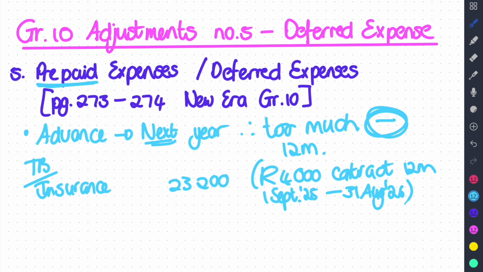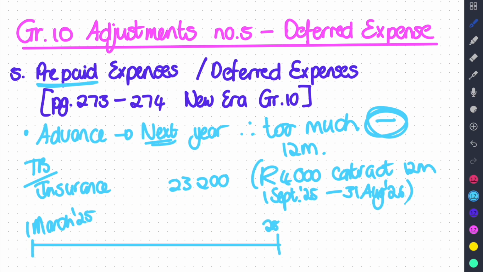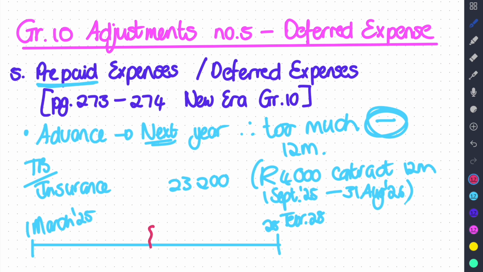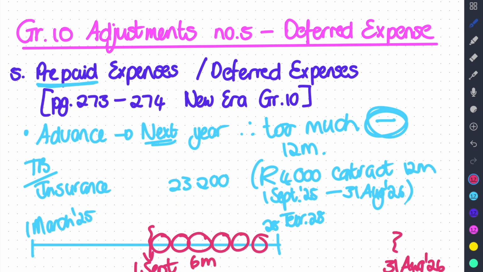Let's work out how much you need to take out. So if you look at your financial year, you start on the 1st of March, we say 25, and then we go through to 28th of February, 26. This specific contract runs from somewhere in the middle here, the 1st of September, and then it goes to the 31st of August, 26th this year. If you count September, October, November, December, January, February, there's 6 months that should be included in this financial year that you're currently busy with. But the March, April, May, June, July, and August, those 6 months must not be included. Those 6 months are deferred.